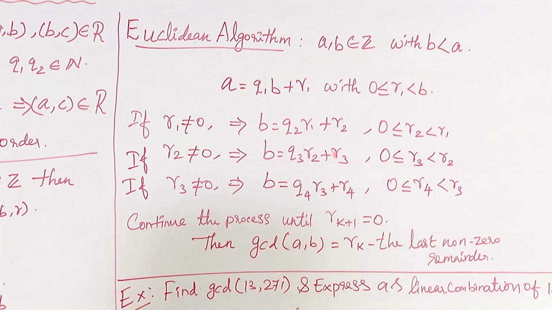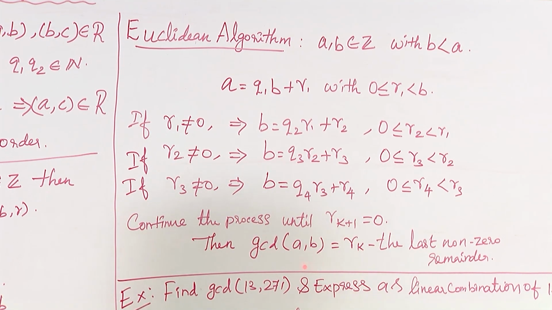You have to continue this step until you have the remainder equal to 0. This process will surely end, and the stage at which you get the remainder equal to 0, I have denoted by R k plus 1. You have to continue until you get the remainder equal to 0. So, the last non-zero remainder will be your greatest common divisor of A and B.